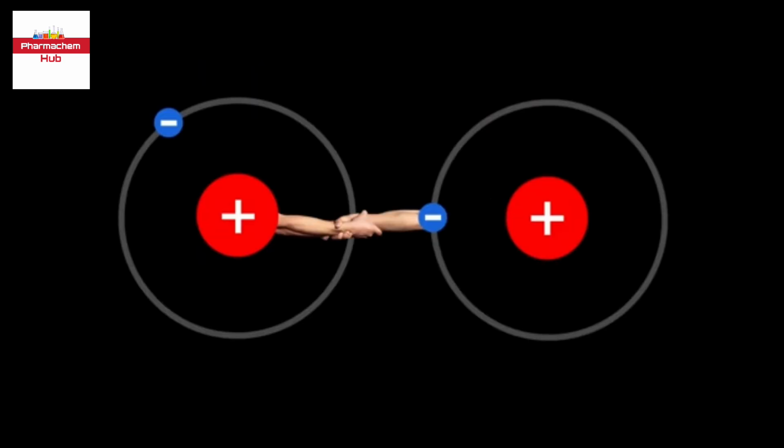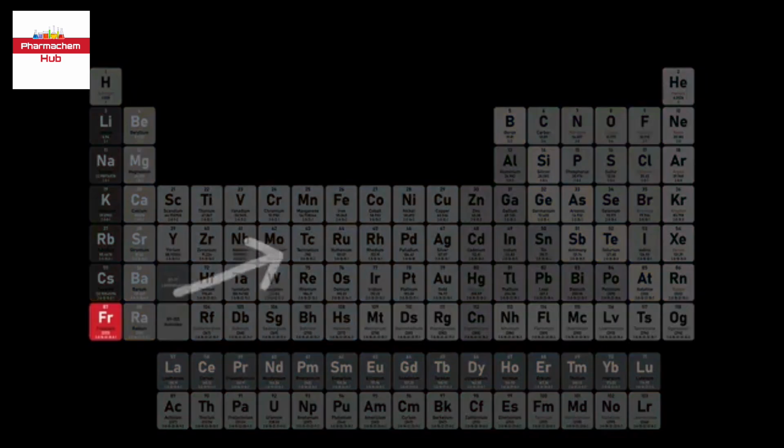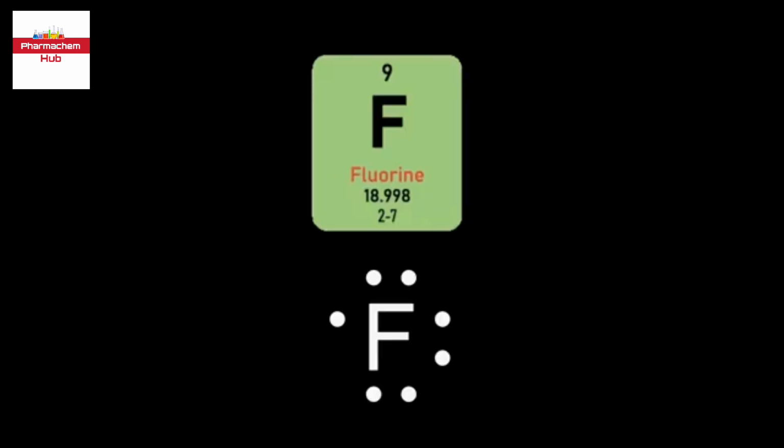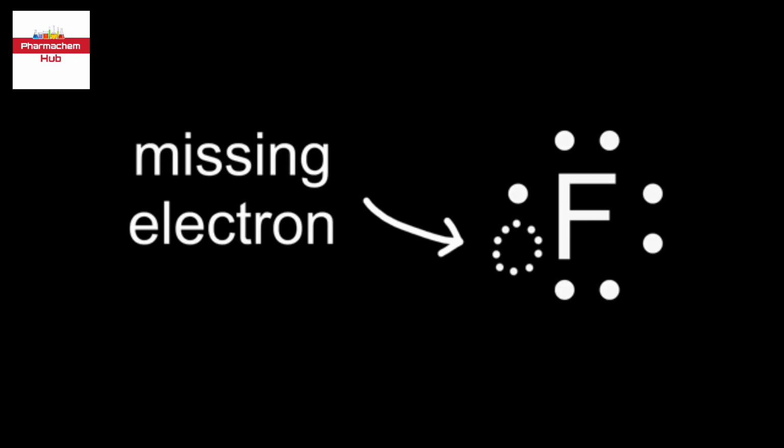The sharing of electrons is called a covalent bond. These bonds are also caused by the positively charged nucleus of an atom tugging on electrons of another atom. The strength of this pull is called electronegativity. In the periodic table, the electronegativity increases from bottom left to the top right. Therefore, fluorine has the strongest pull. It's just unbelievably desperate for an electron.